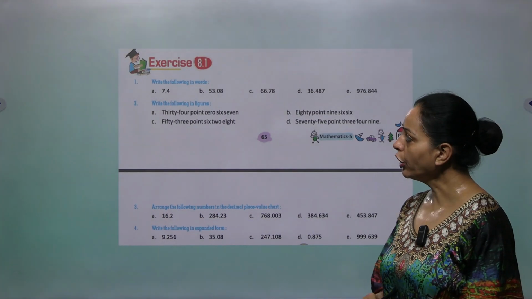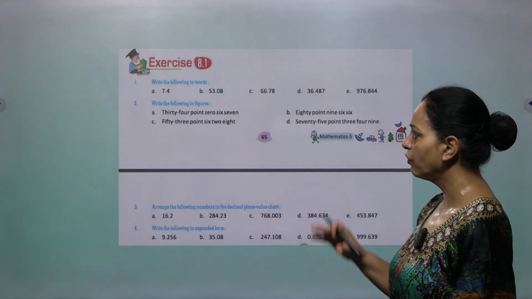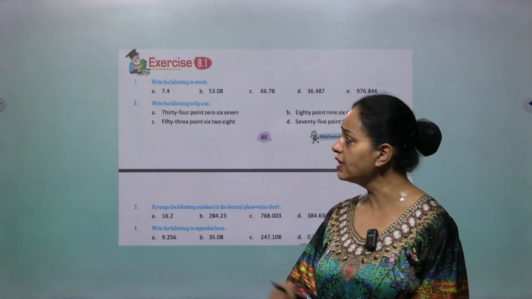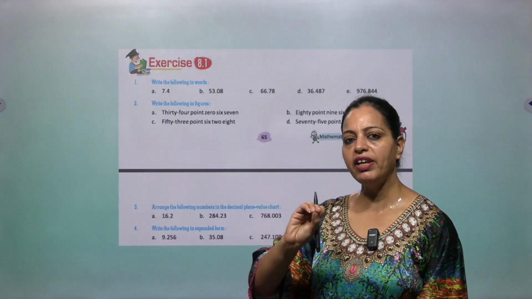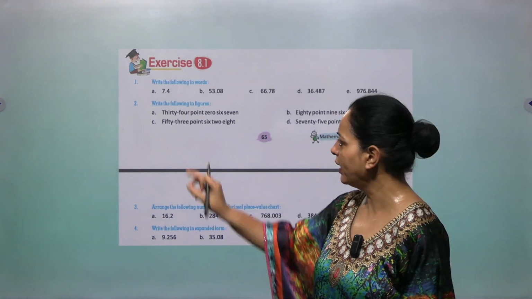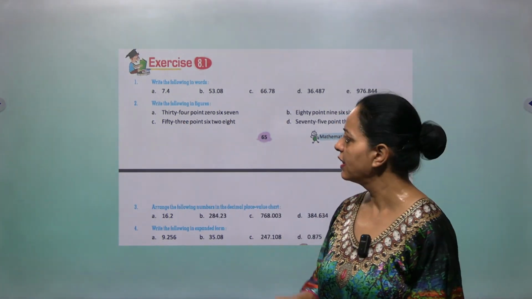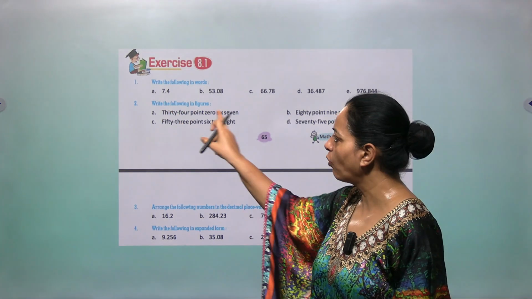So now you can do exercise 8.1. Like the first question, write the following in words. Like A part, 7.4. Okay, like this in words. And similarly now second question, write the following in figures.